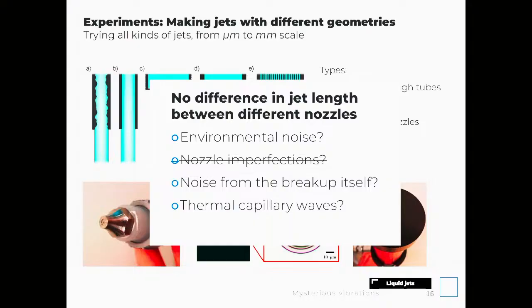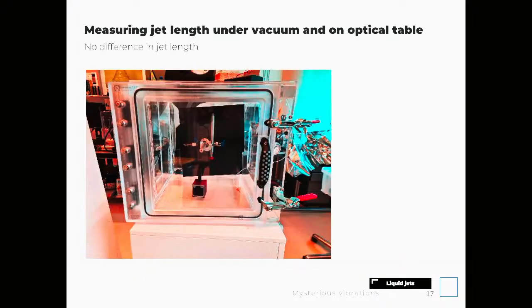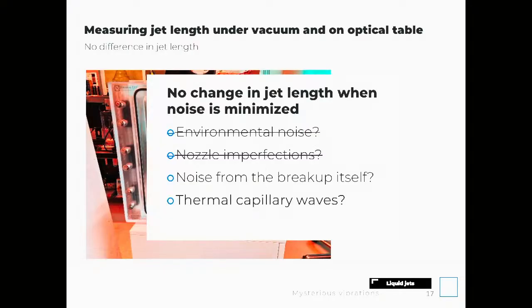Okay, then it must be environmental noise, right? So we put the whole spray setup in a vacuum chamber, so no air currents. The vacuum chamber was on a vibration-free table. And so we went through all this trouble and we didn't see any difference. As Trump would say, very sad.